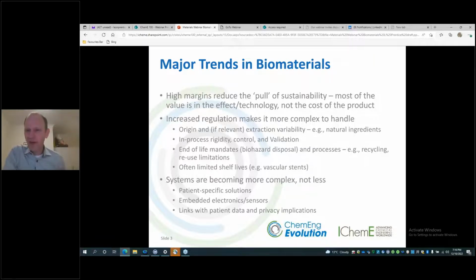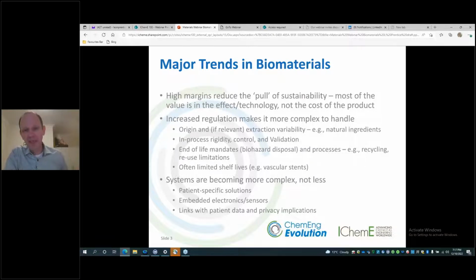Similarly, at the end of life, with the biohazard disposal and processes, there are very significant reuse limitations. You can imagine, even if you go to a hospital, you don't really want to use something that's being reused, recycled without very significant processing and checks along the way.